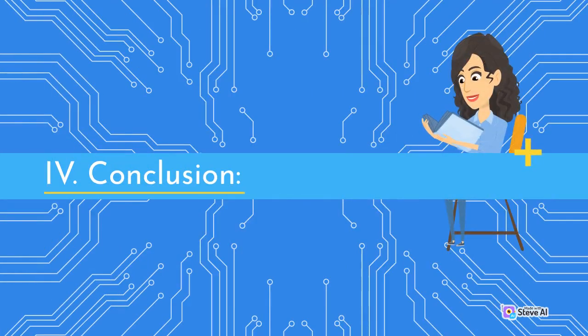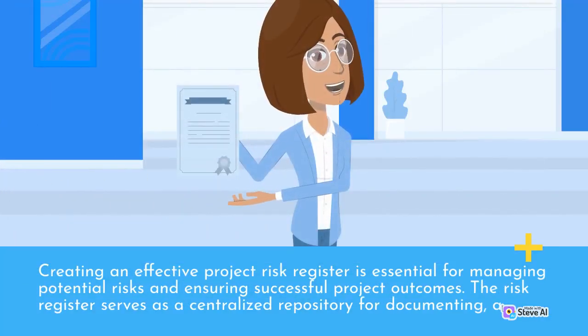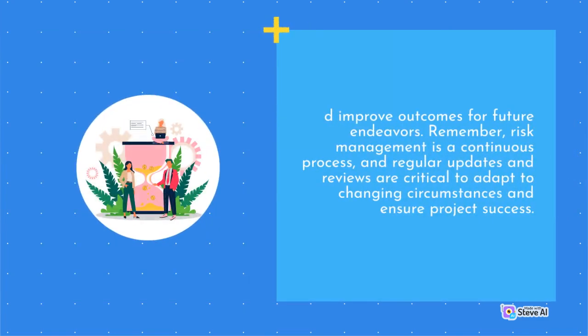4. Conclusion. Creating an effective project risk register is essential for managing potential risks and ensuring successful project outcomes. The risk register serves as a centralized repository for documenting, assessing, and monitoring risks throughout the project lifecycle. By leveraging past experiences and learning from previous projects, project managers can enhance their risk management capabilities and improve outcomes for future endeavors. Remember, risk management is a continuous process, and regular updates and reviews are critical to adapt to changing circumstances and ensure project success.